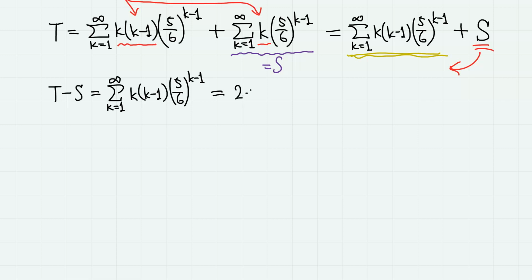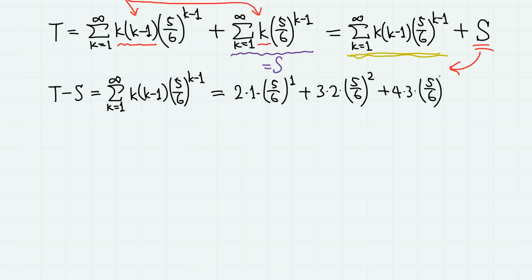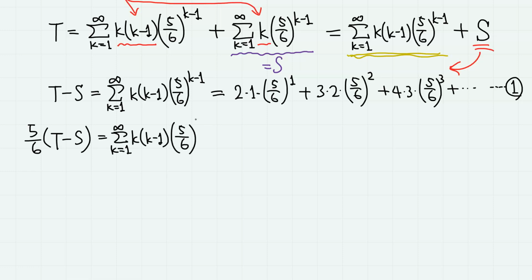Then we have 2 times 1 times (5/6)^1. Then the next term is 3 times 2 times (5/6)^2. Then 4 times 3 times (5/6)^3, and so on. And now you know the drill. If you multiply by 5/6, then we have... So this part becomes k, so now we have 2 times 1 times (5/6)^2 plus 3 times 2 times (5/6)^3, and so on.